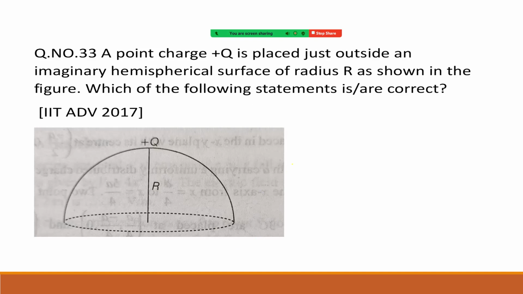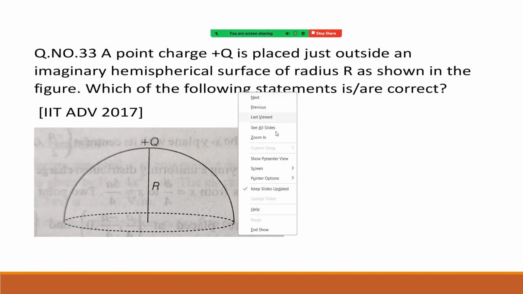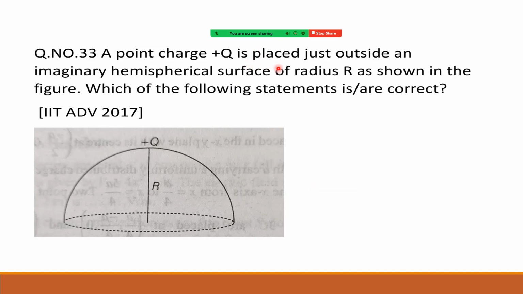So this question is taken from previous IIT Advanced 2017. See what the question given. A point charge plus Q is placed just outside an imaginary hemispherical surface of radius r as shown in the figure. Which of the following statements are correct?